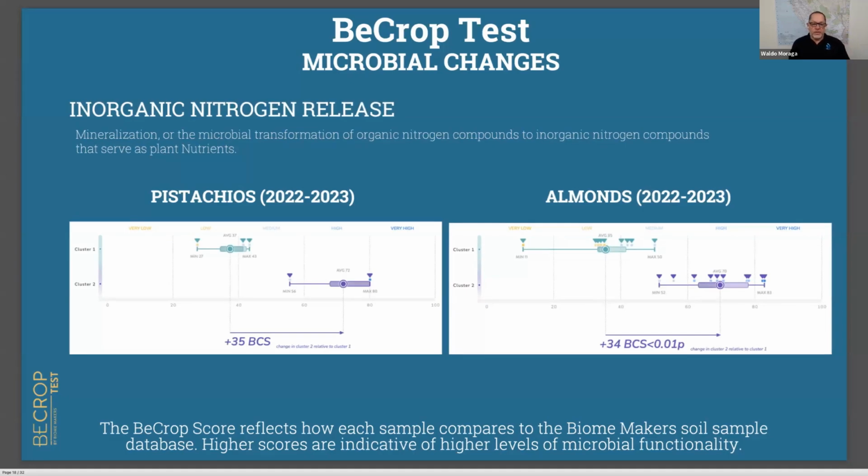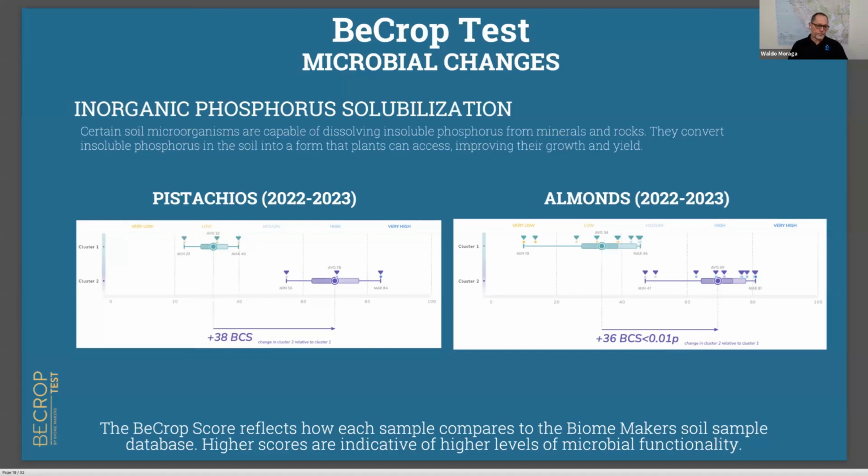Inorganic nitrogen release: we know that the plant takes nitrogen in an inorganic form, so the microbes transform the organic nitrogen into inorganic so the plant can take it. In pistachios, 35%, in almonds, 34%. This is not the element again, it's the microbes that help with this mineralization, for example, of nitrogen. The same with phosphorus, solubilizing it and making it a form the plant can take: 38 and 36, okay?